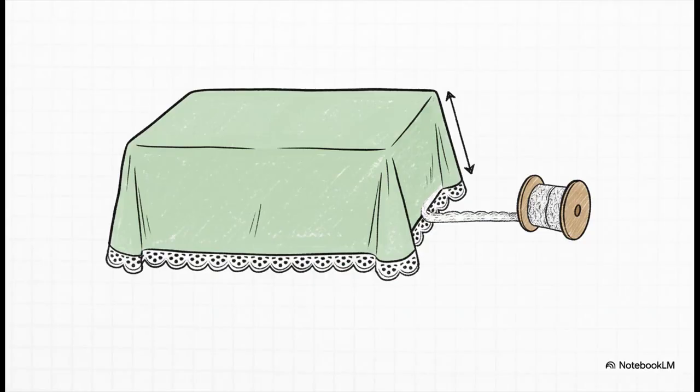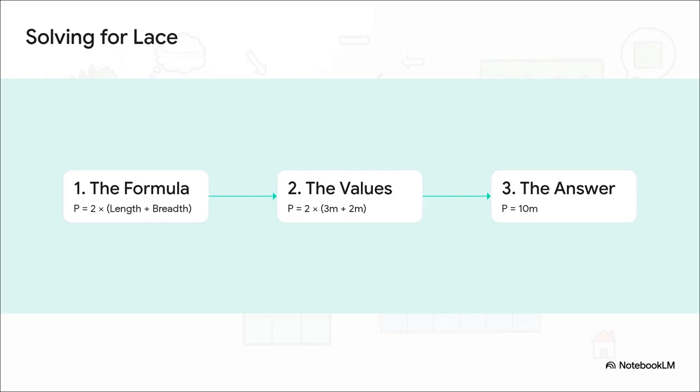Okay, let's make this real with an example from our source. You've got a rectangular tablecloth, and you want to add a fancy lace border. So how much lace do you actually need to buy? This is a perfect job for our perimeter formula. And solving it is just a simple 3-step process.